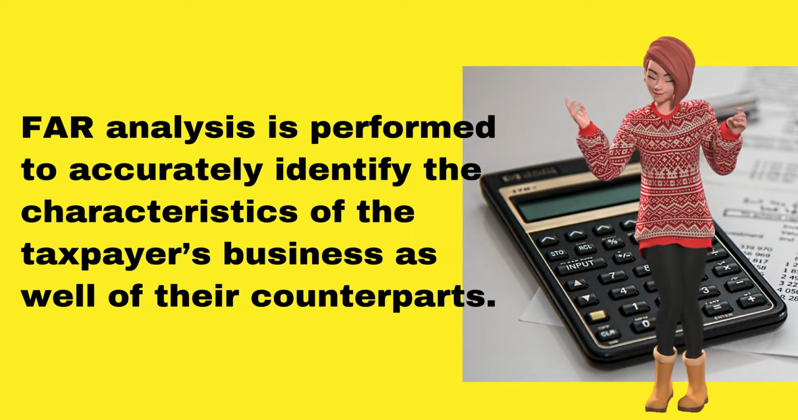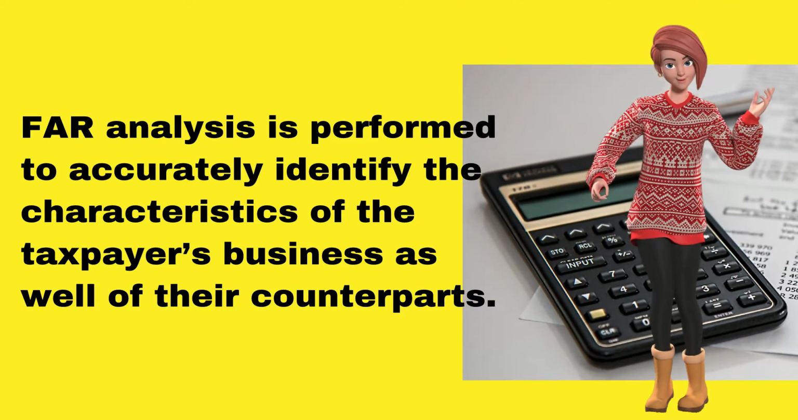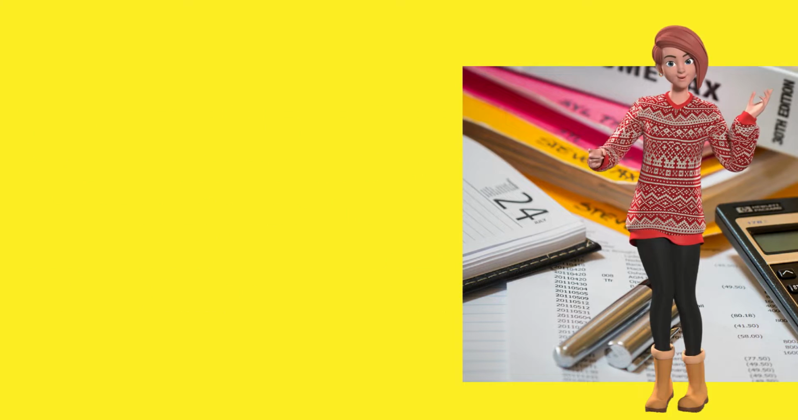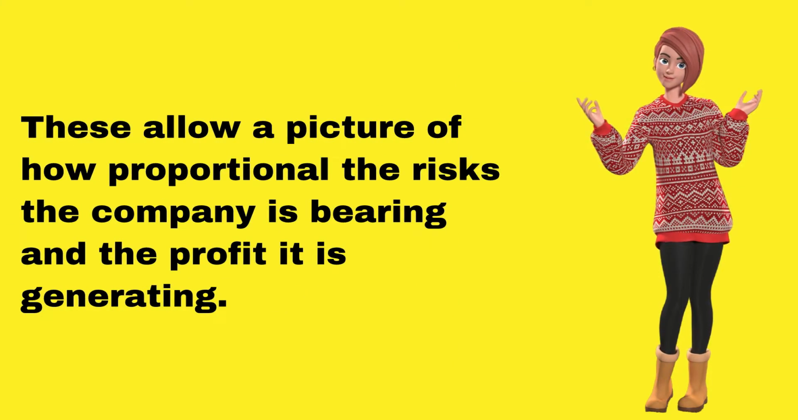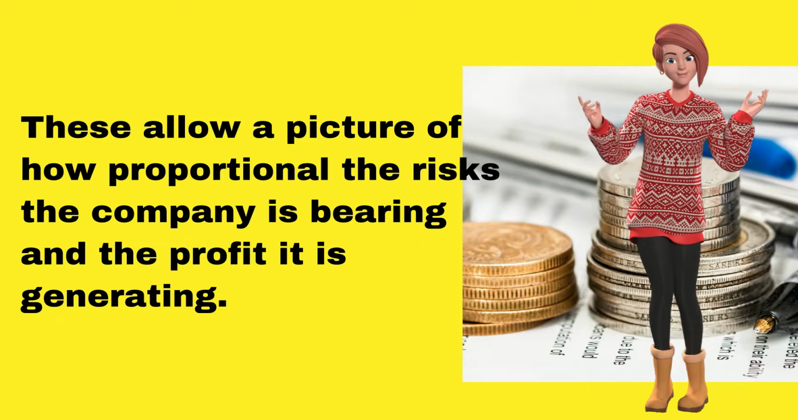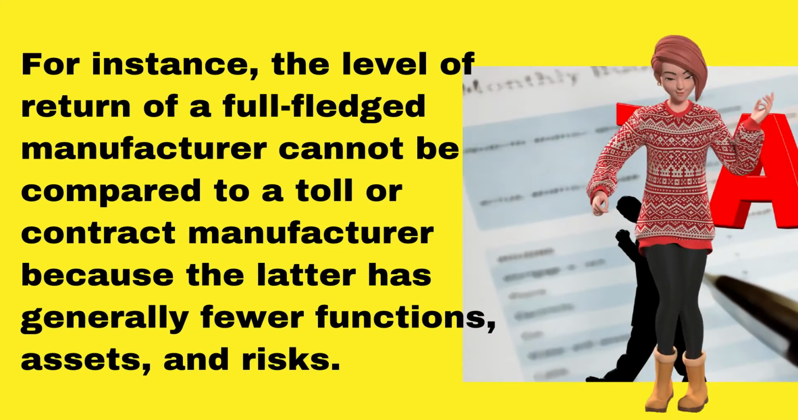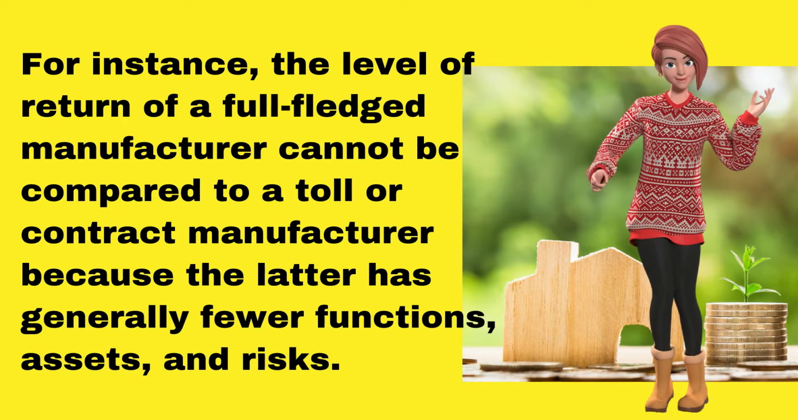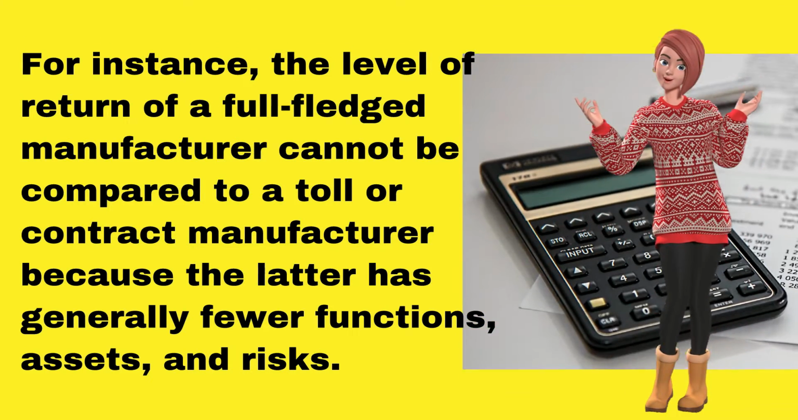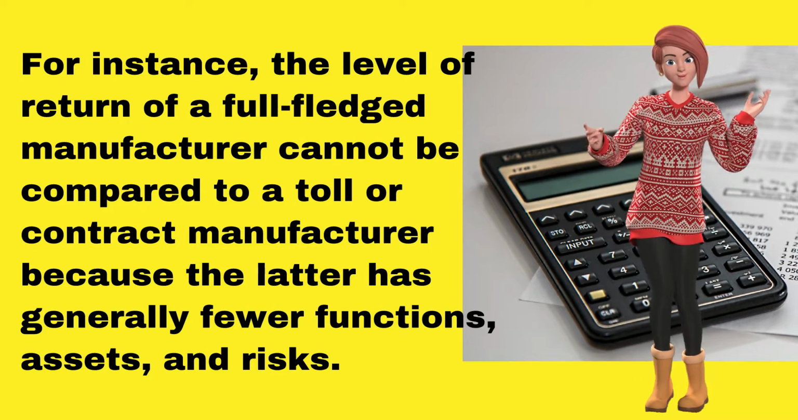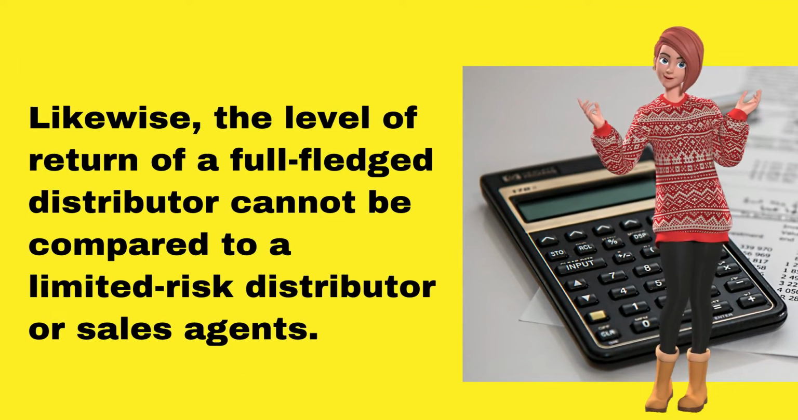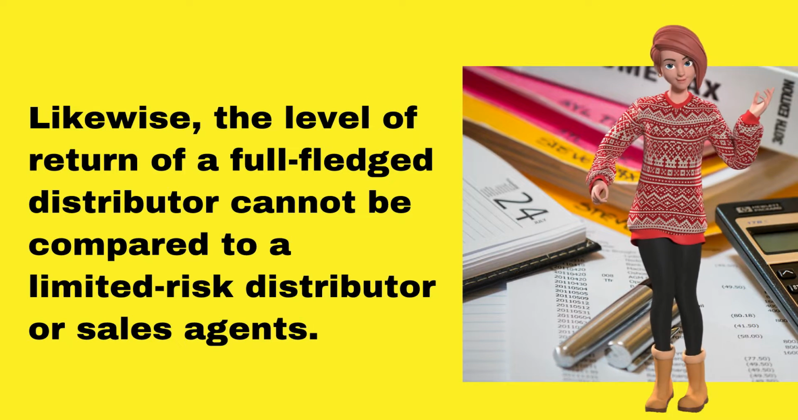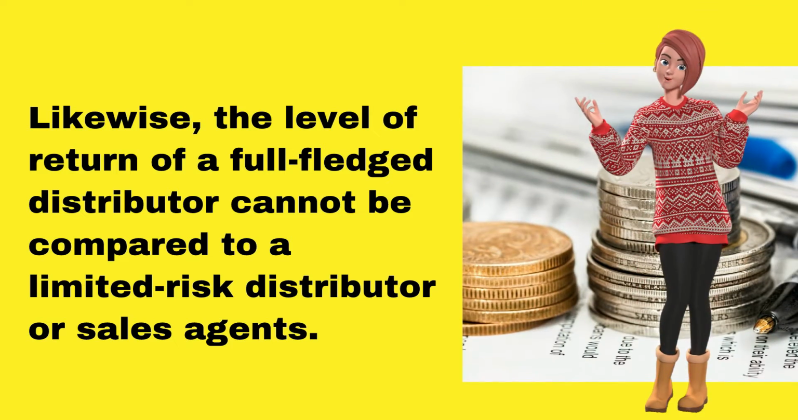FAR analysis is performed to accurately identify the characteristics of the taxpayer's business as well as of their counterparts. These allow a picture of how proportional the risks the company is bearing and the profit it is generating. For instance, the level of return of a full-fledged manufacturer cannot be compared to a toll or contract manufacturer because the latter has generally fewer functions, assets, and risks. Likewise, the level of return of a full-fledged distributor cannot be compared to a limited-risk distributor or sales agents.